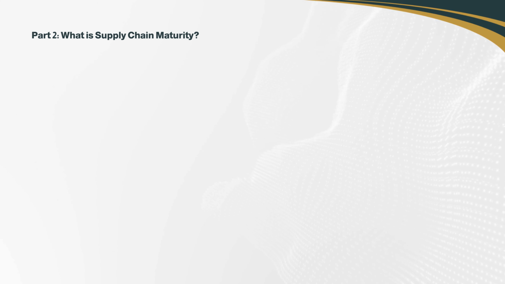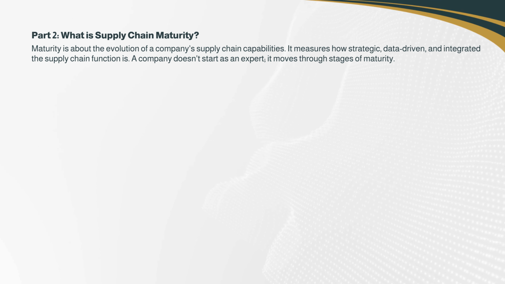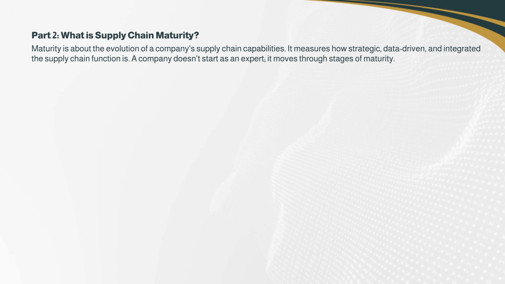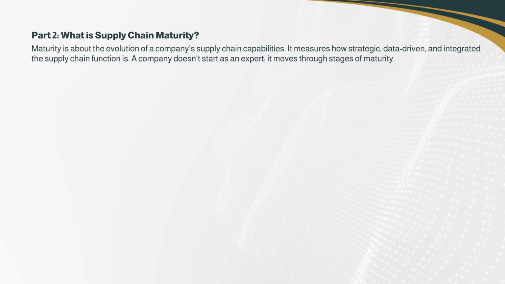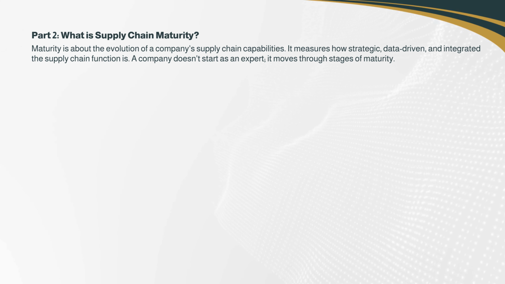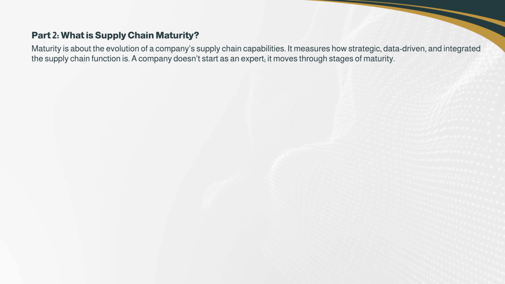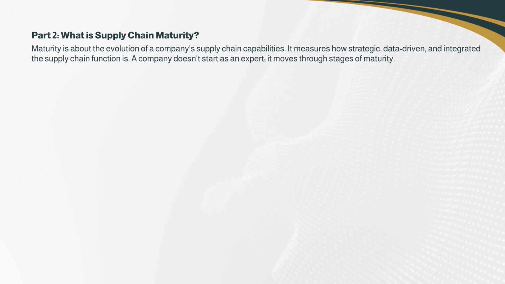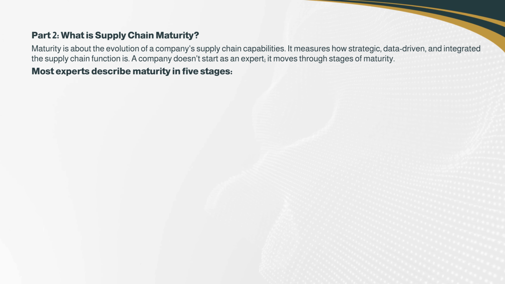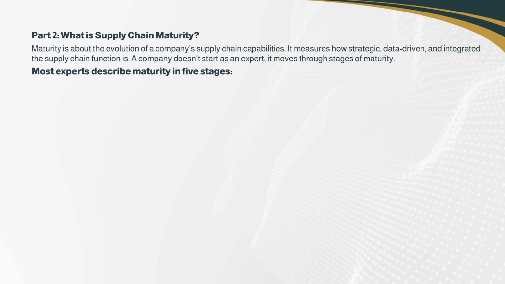Part 2. What is supply chain maturity? Maturity is about the evolution of a company's supply chain capabilities. It measures how strategic, data-driven, and integrated the supply chain function is. A company doesn't start as an expert, it moves through stages of maturity. Most experts describe maturity in 5 stages.